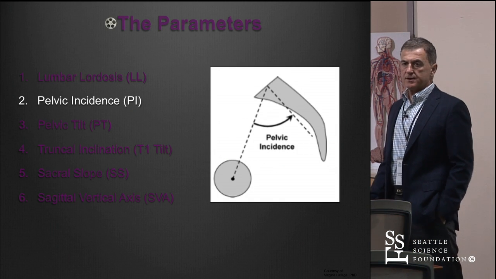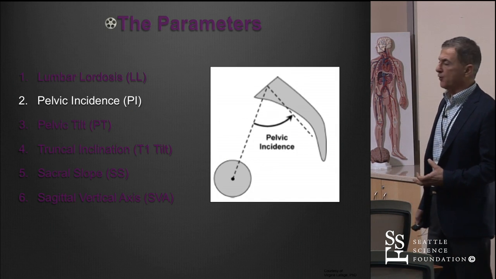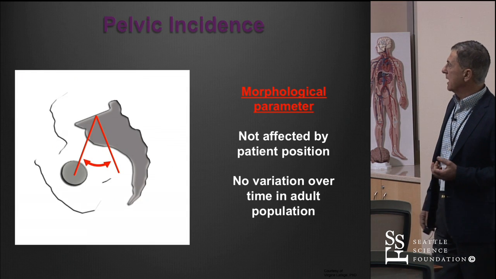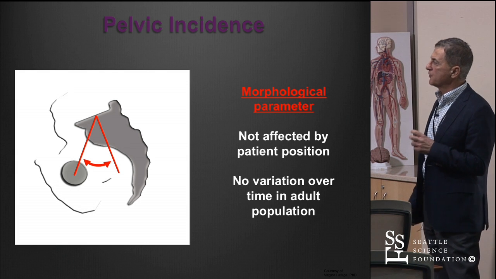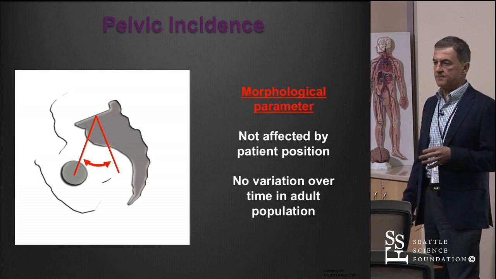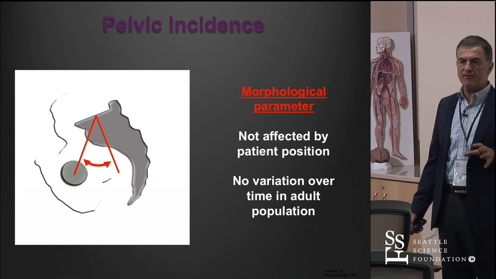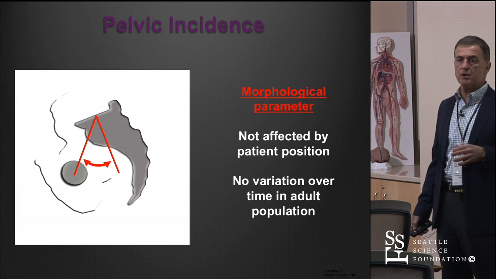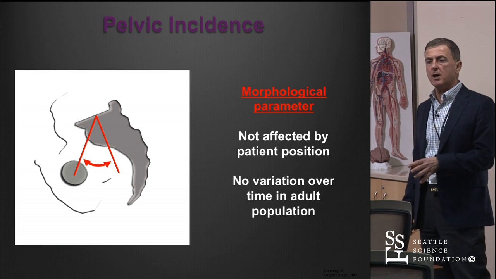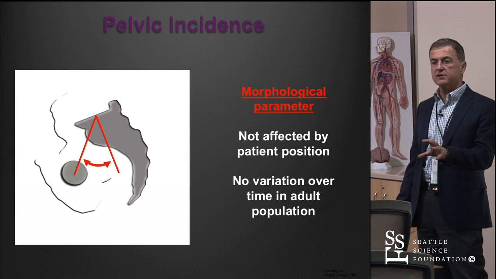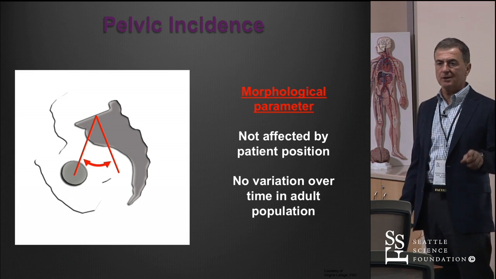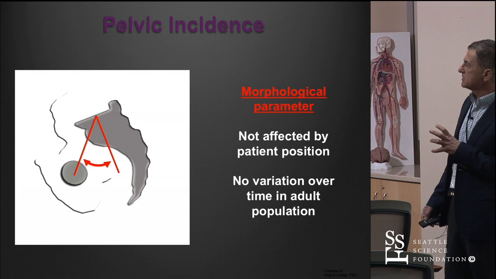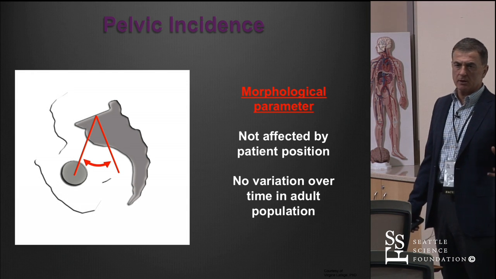What is pelvic incidence? Pelvic incidence is a morphologic parameter. This is how God made you. This is the relationship of your femoral head to your pelvis. Pelvic incidence is not affected by patient position. You can have a patient lying down on the OR table. You can measure pelvic incidence on the OR table. You can measure it on the standing X-ray. You can measure it on the lying down X-ray. It's a constant relationship, unless, of course, you do a sacral osteotomy.